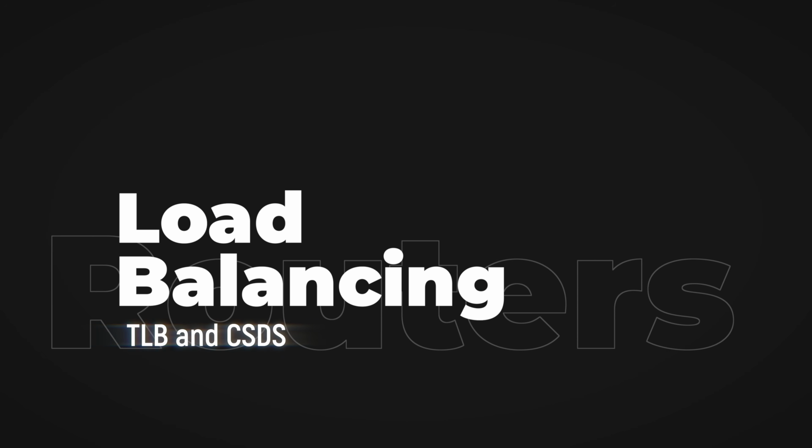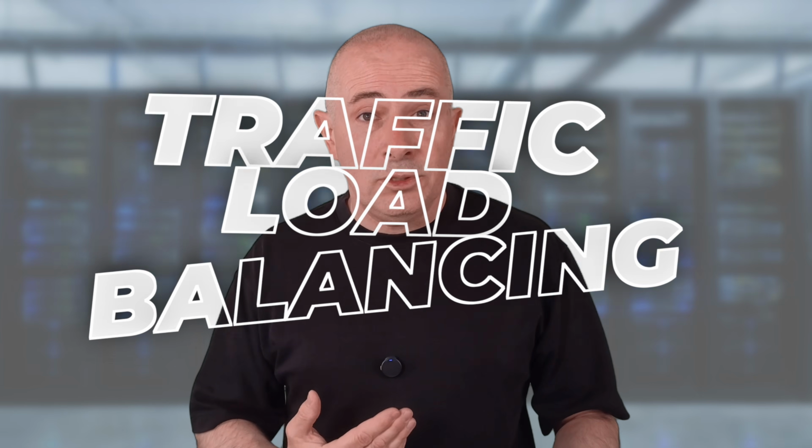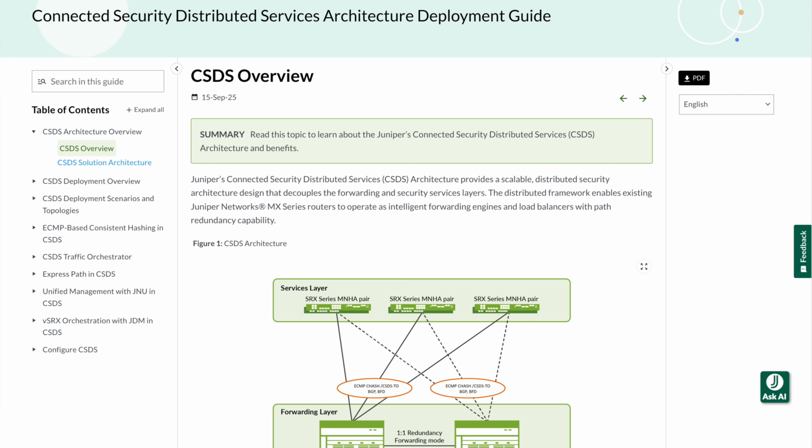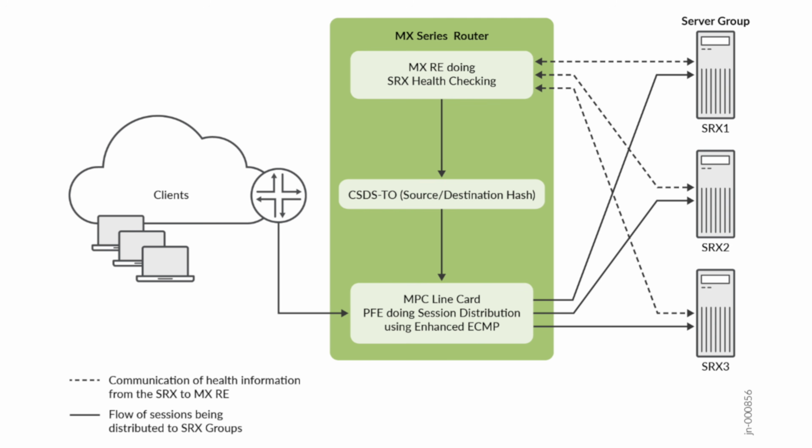Very briefly, a few words on a technology named TLB for Traffic Load Balancer, implemented on MX routers. The naming of the feature is not super original, I admit, but the feature itself is pretty neat. It's something that we use in solutions like the CSDS, and I invite you to check the JVD here for extensive details on the behavior. But in a nutshell, the feature includes a regular verification of the health of the devices, for instance, an NSRX firewall.